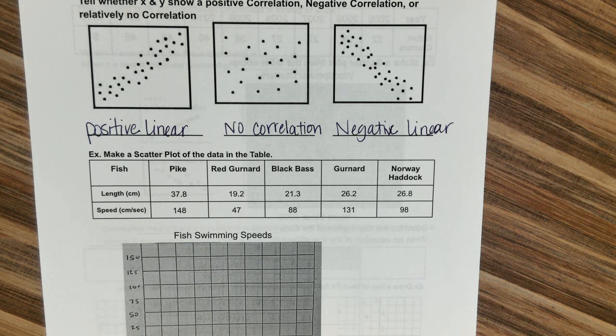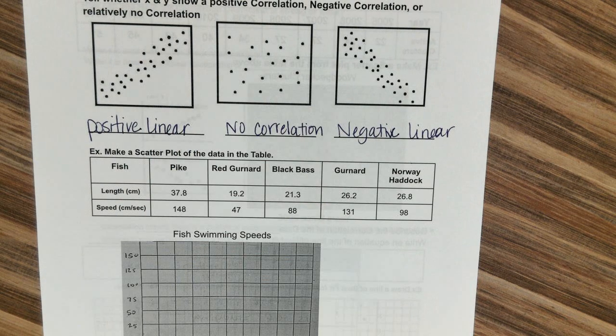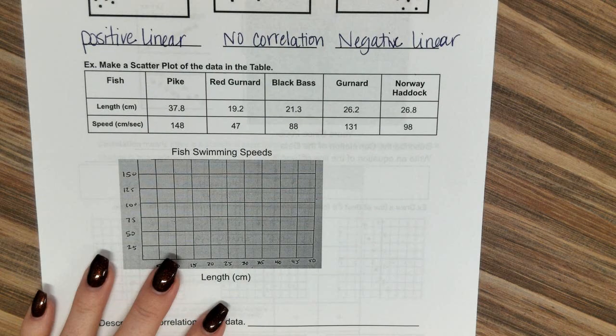So do y'all understand why we use scatter plots? Yes or no? We use them to see if two sets of data are related. Okay, and then how are they related? Are they moving positively? Are they moving negatively? Are they nothing to do with each other? All right, so let's learn how to make a scatter plot.